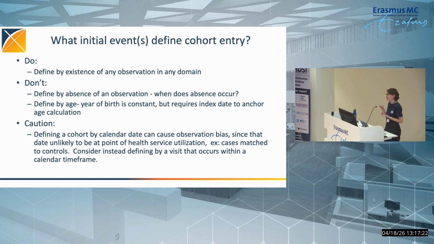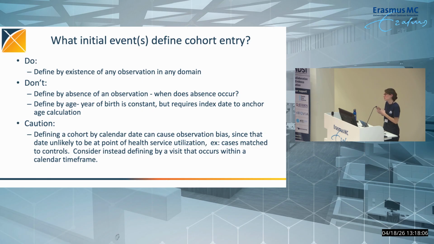So what are the initial events that define the cohort entry? When you think of a cohort, you will define the cohort, and it's really important that you define when your cohort is going to start and when your cohort is going to end. So you have to think about which will be the initial events that define the cohort entry. You will define it by the existence of any observation related to condition, drug, measurement, procedure, and you should not define it by the absence of an observation, because for the things that we don't have in the data, we are not sure if it's that it doesn't happen. This is real world data, right? If the data is not there, this doesn't mean that the person does not have this condition.